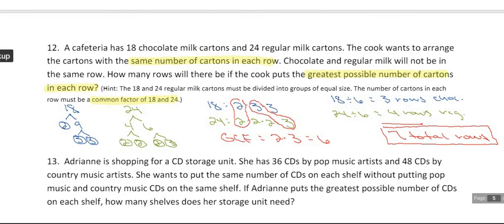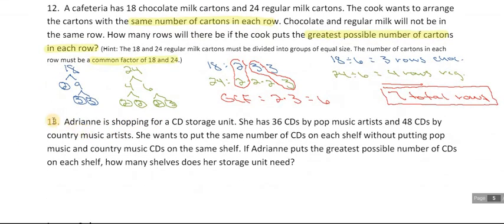And let's wrap up with number 13. Adrienne is shopping for a CD storage unit. She has 36 CDs by pop music artists and 48 CDs by country music artists. She wants to put the same number of CDs on each shelf without putting pop music and country music CDs on the same shelf. If she puts the greatest possible number of CDs on each shelf, how many shelves does her storage unit need? So again, we can't mix and match, I need to determine what is the GCF of these two numbers.